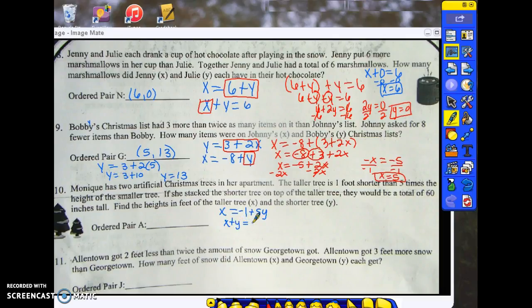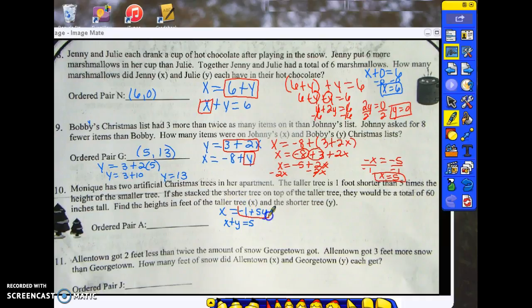But here's the thing. It gave us that the first tree was 1 foot shorter than 5 times the height of the smaller tree. And it's asking to find the heights in feet of both trees. So we're going to take the 60 inches and turn it into feet. I know that there's 12 inches in a foot, so 60 divided by 12 is 5. So adding them together gives me 5 feet. If you did not convert that to feet, you would get this one wrong.